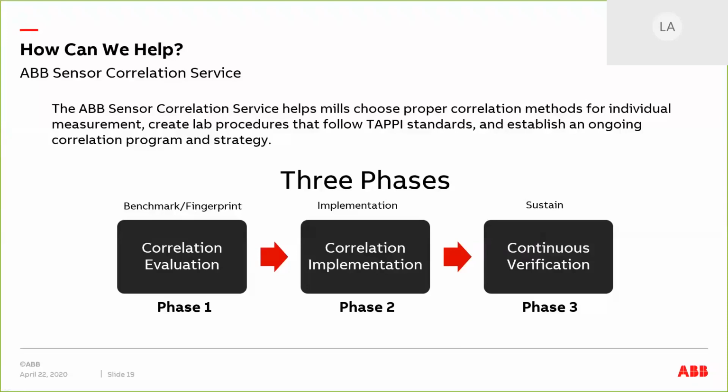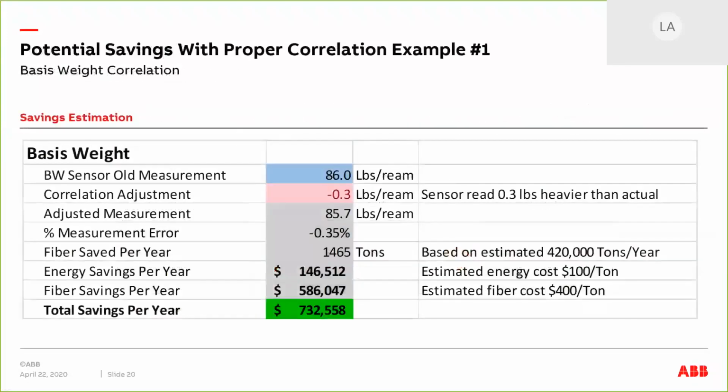And before I close it out, I said I would show you a couple of examples of what kind of financial impact it can have on you if you don't have an accurate measurement. For example, in this case, let's look at the basis weight. The basis weight sensor was measuring 0.3 of a pound off. The lab test showed it should be reading 85.7, but it was reading 86. So this machine was basically wasting about 0.3 of a pound. So what does that conclude?